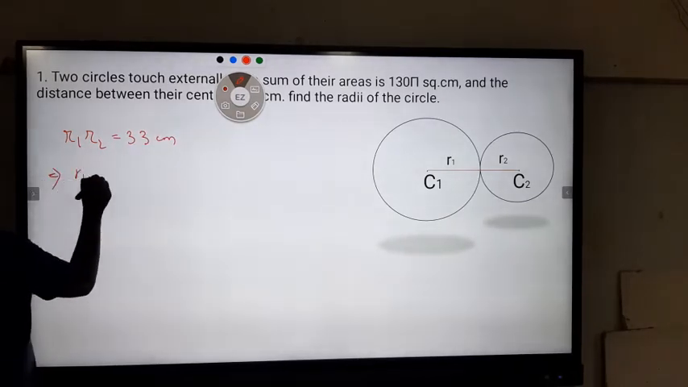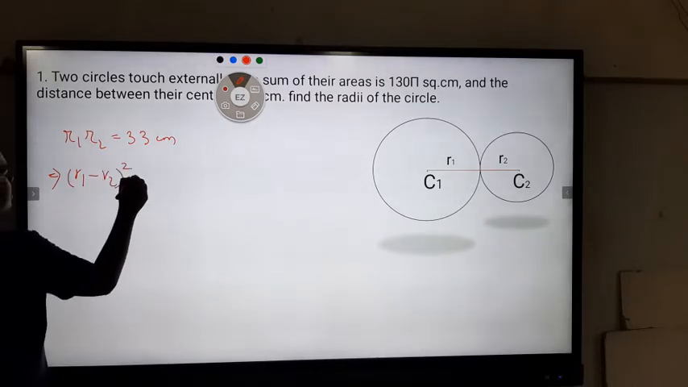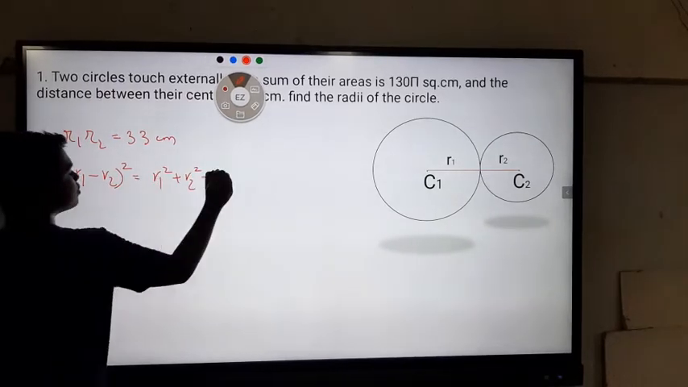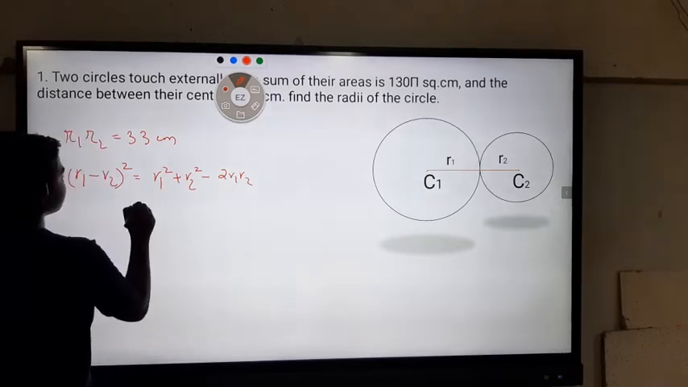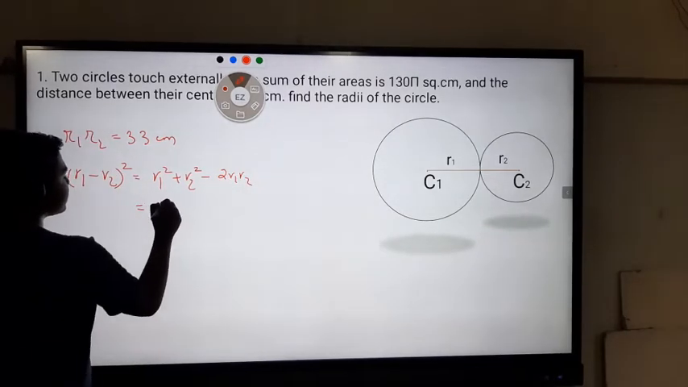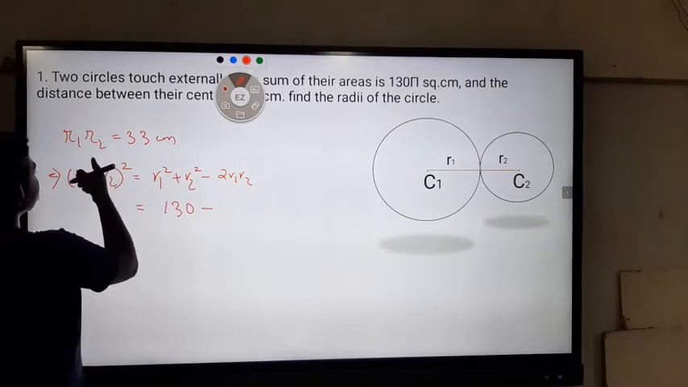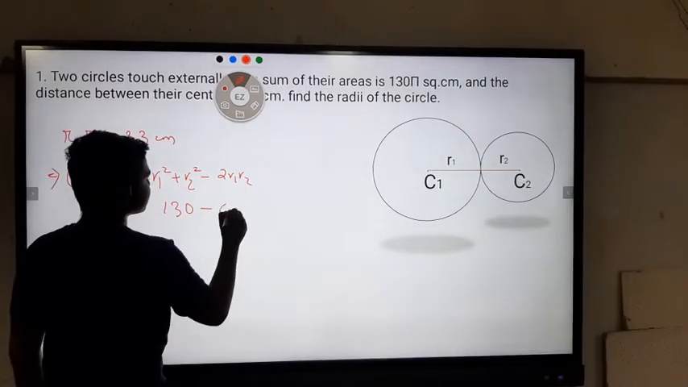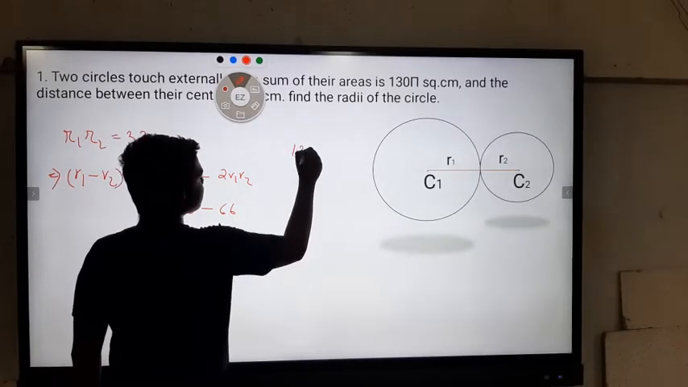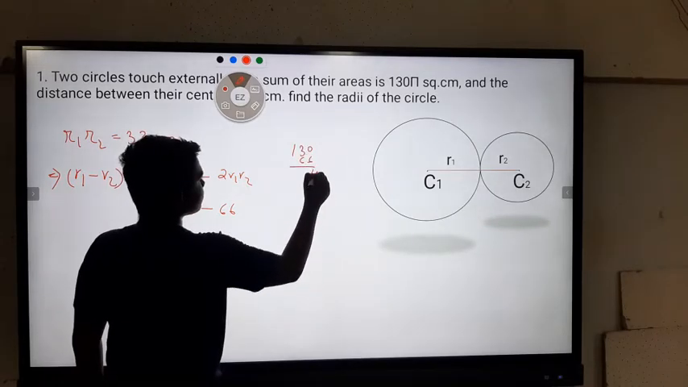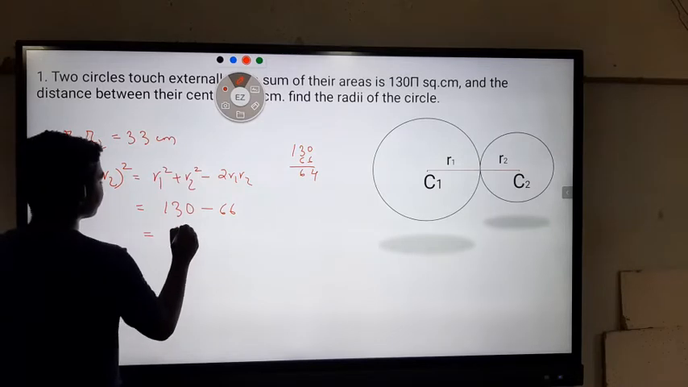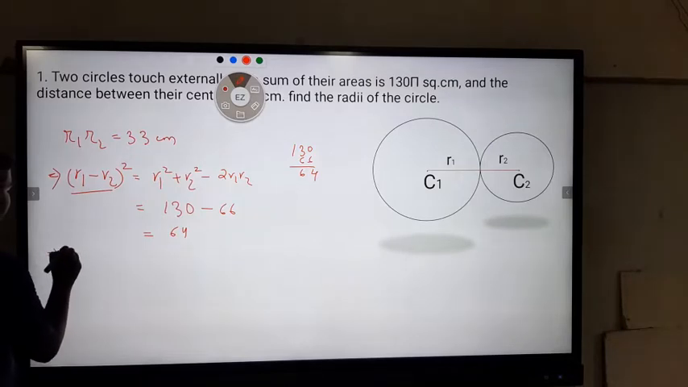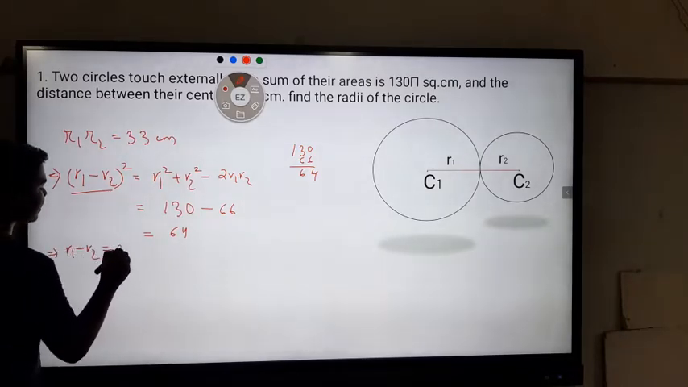Then we'll take (R1 minus R2) whole square, so it will become R1 square plus R2 square minus 2 R1 R2. R1 square plus R2 square we have got, that is 130, minus 2 R1 R2. Since R1 R2 is 33, 2 R1 R2 will be 66. If you subtract both, we will get 64. So (R1 minus R2) whole square equals 64. Then R1 minus R2 equals 8.